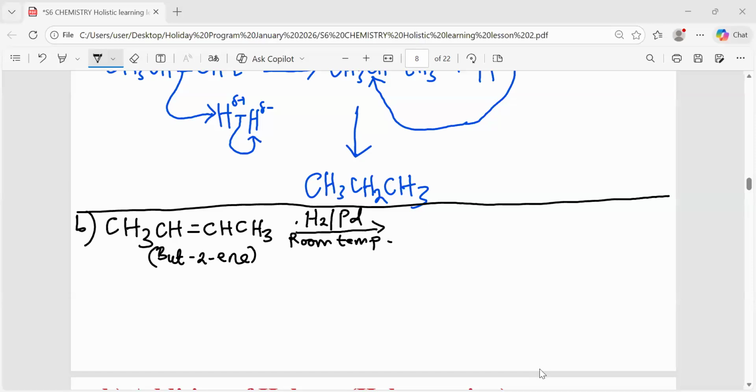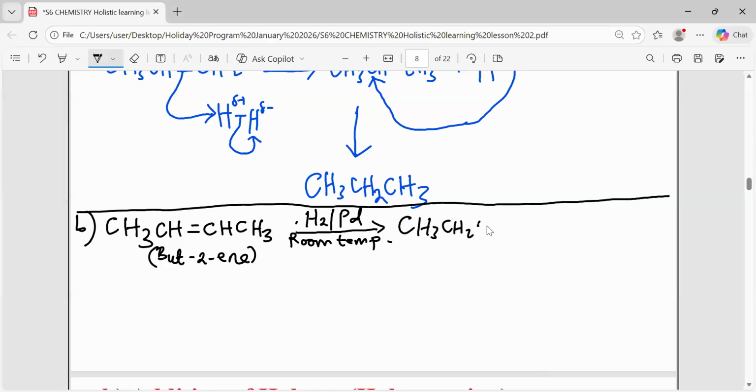Nyombi, can we move together? So what is our product there? My product is butane. So it is CH3, CH2, CH2, and then CH3. And then this one becomes our butane. Now we want to show how we have come up with this product, and that's what we call the mechanism.